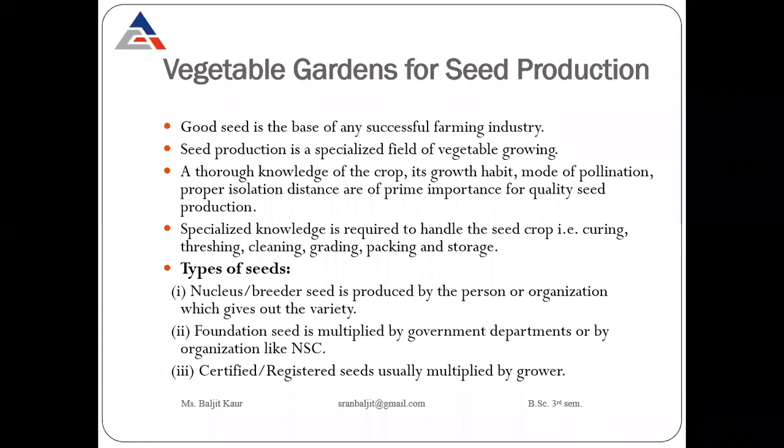There are different types of seeds like nucleus or breeder seed, foundation seed, and certified seed. Nucleus seed is produced by a person or organization which gives out the variety, right? The organization that gives out the variety grows the nucleus seed, or it is known as nucleus seed or breeder seed. Then foundation seed is multiplied by government departments or by organizations like National Seeds Corporation. Then certified or registered seeds are usually multiplied by growers.